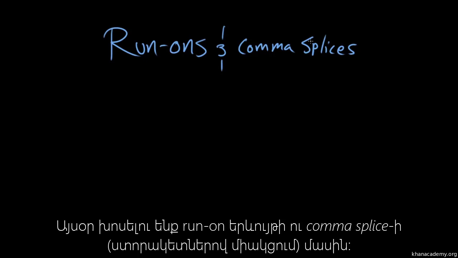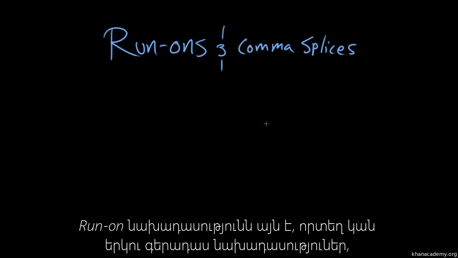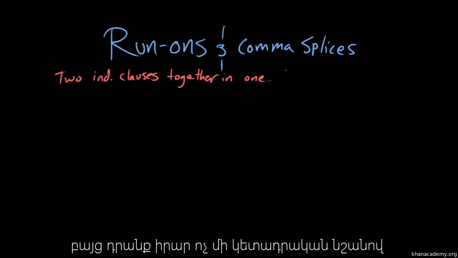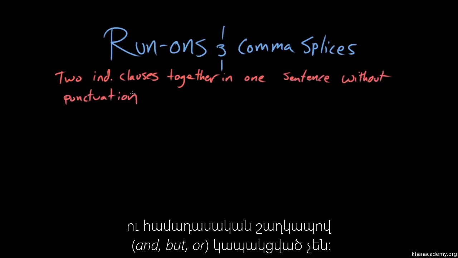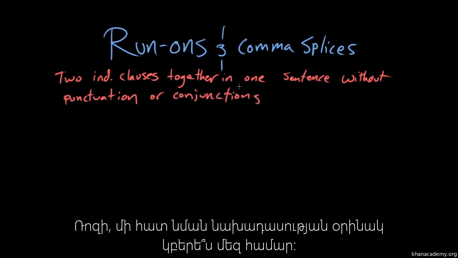Good. Today we are going to talk about run-ons and comma splices. A run-on sentence is what happens when two independent clauses are put together in one sentence without any punctuation or coordinating conjunctions like and, but, and or. So, Rosie, what is a good example of a run-on sentence?